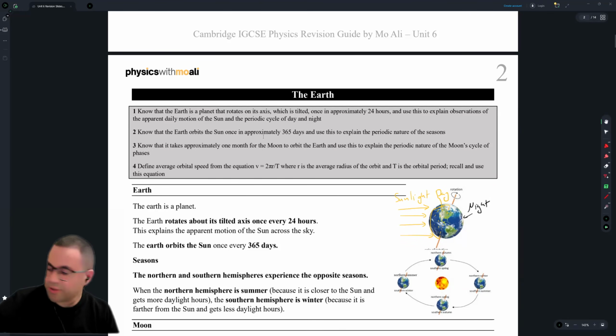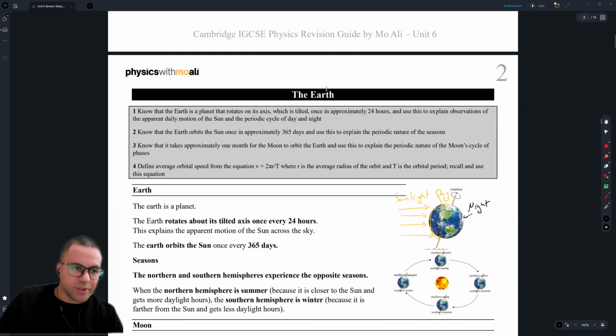As a friendly reminder again, please remember that these little checklists over here, like these sentences, are things that you should read. These are directly from the syllabus. Use them as a checklist to make sure that you understand the topic. So, for example, when we're done, you read that, hey, you know that Earth orbits the sun once in approximately 365 days, and use this to explain the periodic nature of seasons. You at least understand that. If you realize that you don't understand something, revise that again.